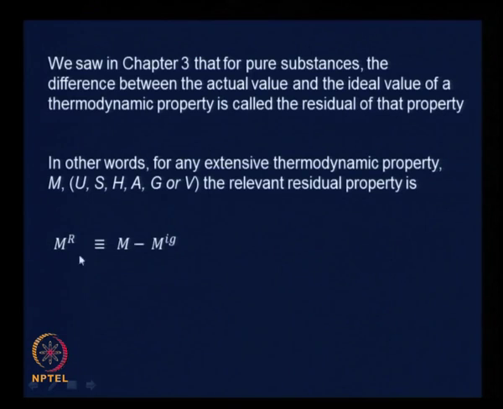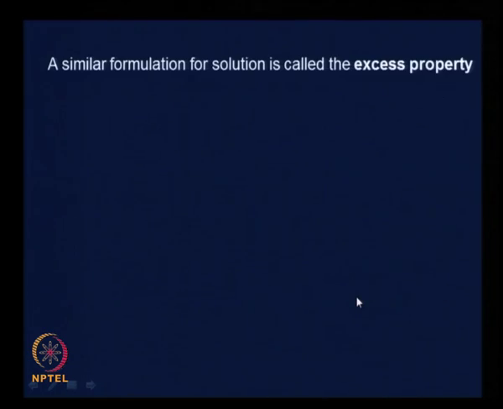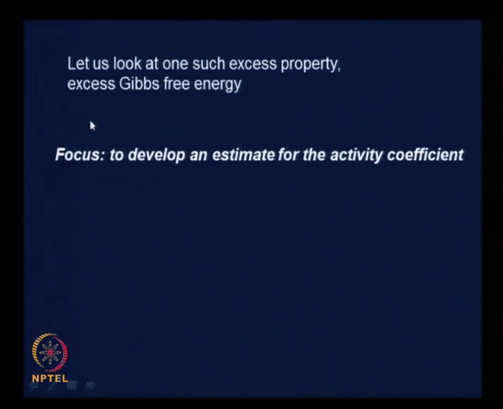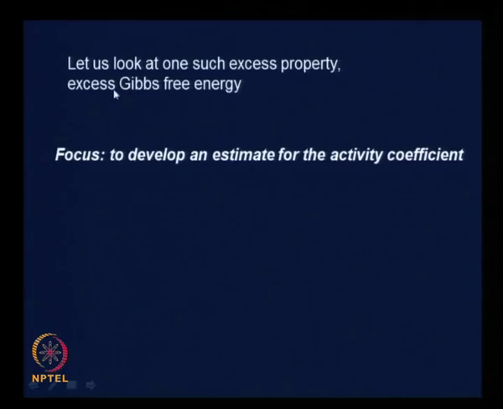In other words, MR, the residual property, is defined as M, the actual property, minus M ideal gas. An excess property of a solution is the amount by which its relevant thermodynamic property exceeds that of the hypothetical ideal solution of the same composition, and we had given this MTE equals M minus MT ideal. And then we started looking at one of the excess properties, which is the excess Gibbs free energy. We had a very specific objective in mind, which was to develop an estimate for the activity coefficient using the excess Gibbs free energy.